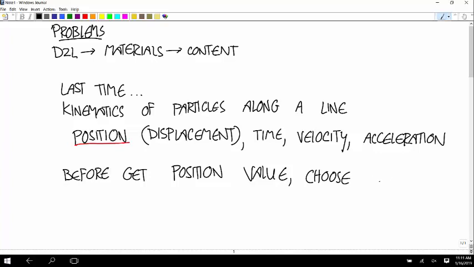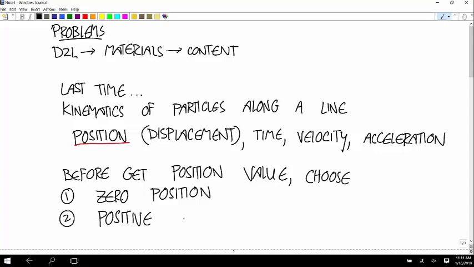You can choose a zero position. That's like a reference location. And which direction is going to be positive.